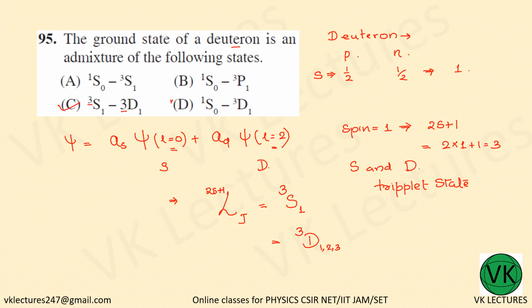Now what is the percentage of S? It is around 96 percent, and the D state, that means the deuteron in the ground state has a probability of 96 percent to be in the S state and only 4 percent to be in the D state. This you can also remember as part of this question.